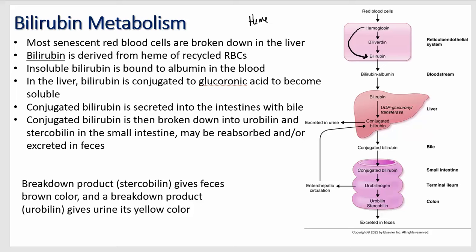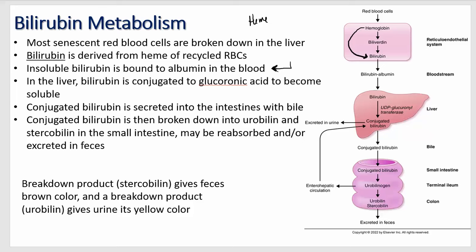Okay, so bilirubin is derived from the heme of those recycled red blood cells. We recycle the iron, at least, and the amino acids. So insoluble bilirubin is bound to albumin in the blood. If it's floating around, it's not soluble, so it has to be attached to albumin. But in the liver, we conjugate it, or stick it to something called glucuronic acid, and that makes it soluble, so that it can be excreted into bile.